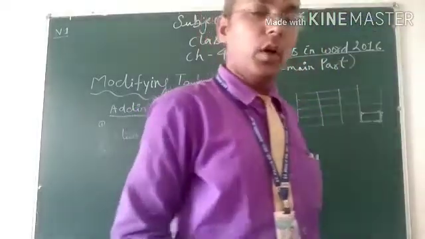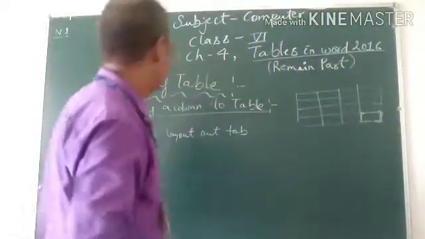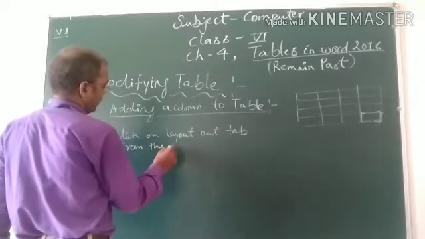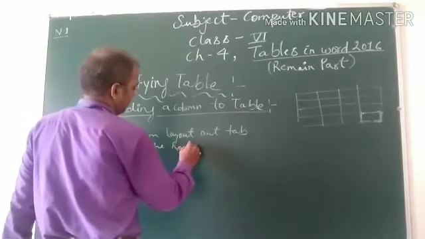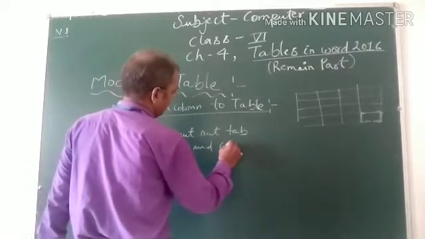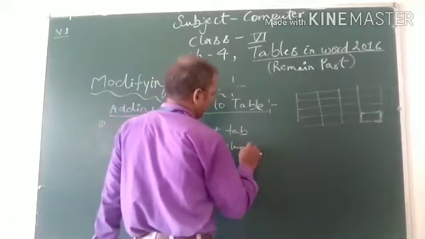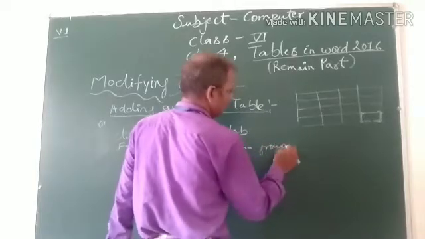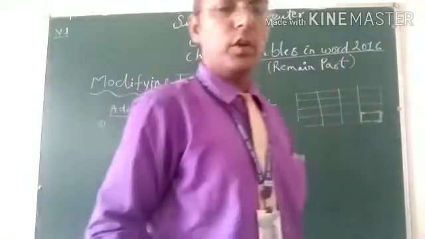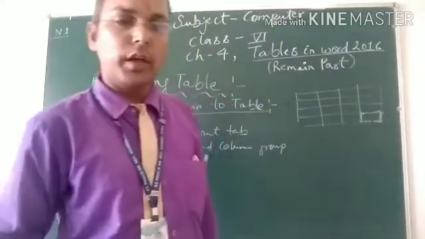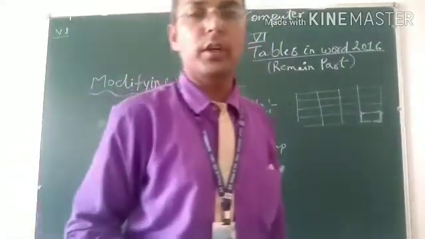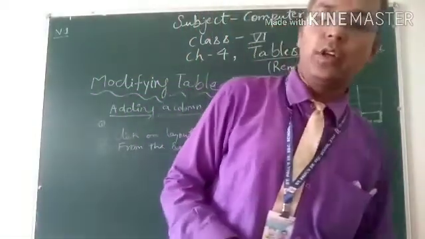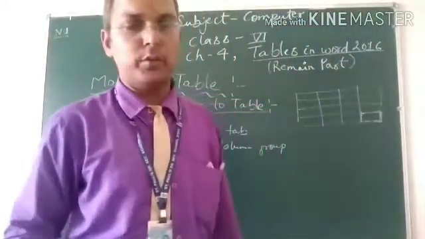And third, from the Rows and Columns group, click on any one of the following options. A column gets added to the table at the position as chosen.